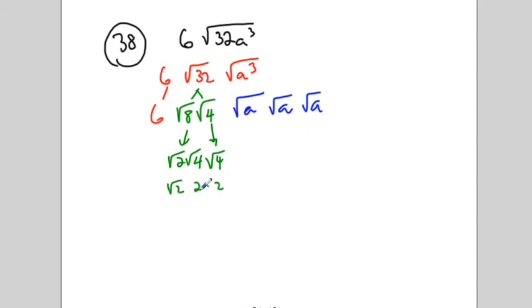2 times 2 is a whole number of 4. These don't have square roots anymore. The square root of 4 is 2. Square root of 4 is 2. 2 times 2 is 4. So this is 4 square root of 2 just for that part.